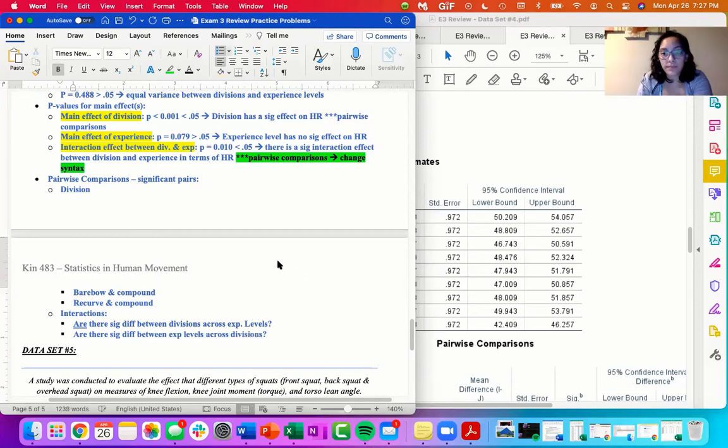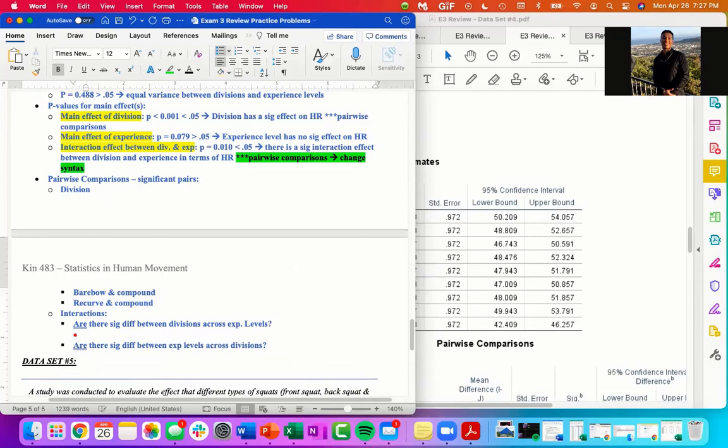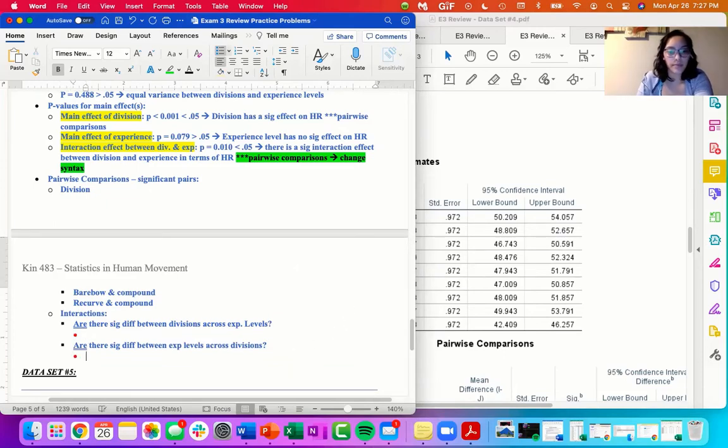Hey, Natalie. Once you do that syntax change, your assumption p-values and your main effect p-values, those don't change, right? They don't change. Okay. Yeah. Thank you.